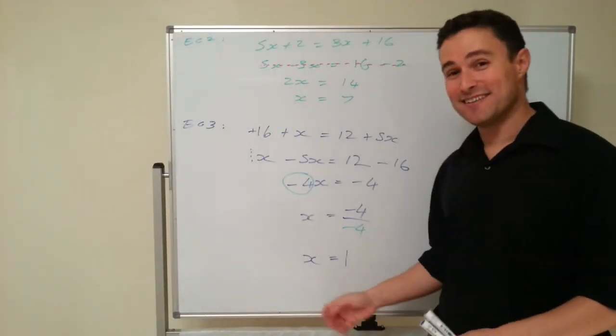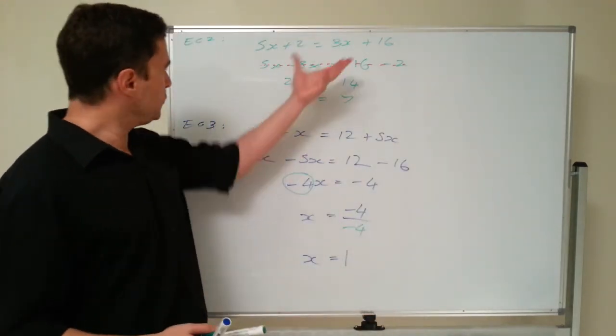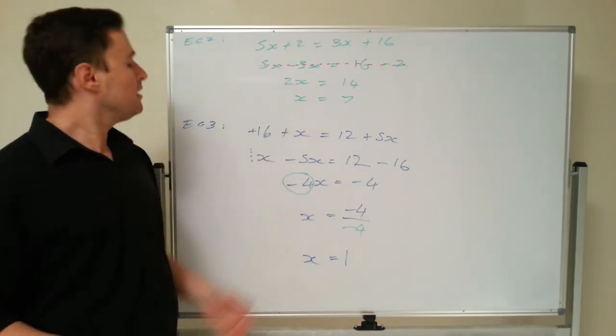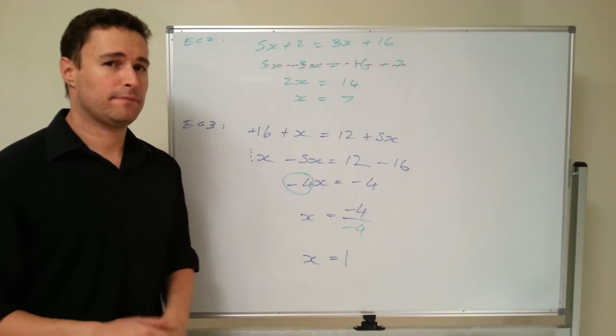So there you go, piece of cake. You can see here why I suggest taking it to the bigger side, because then you don't have to deal with negatives. But if you do have to deal with negatives, by the time you get to them, you should be okay.